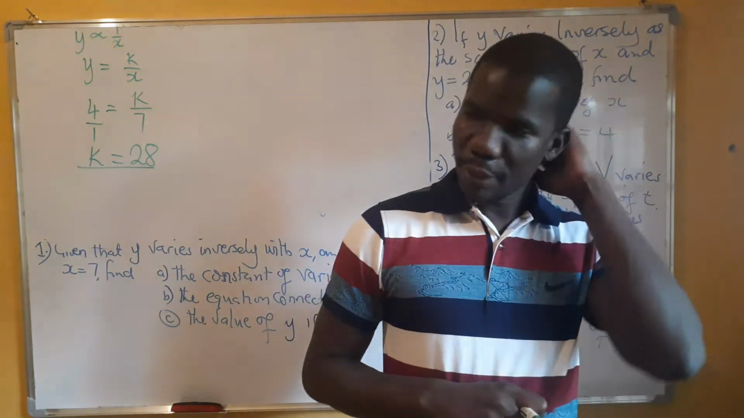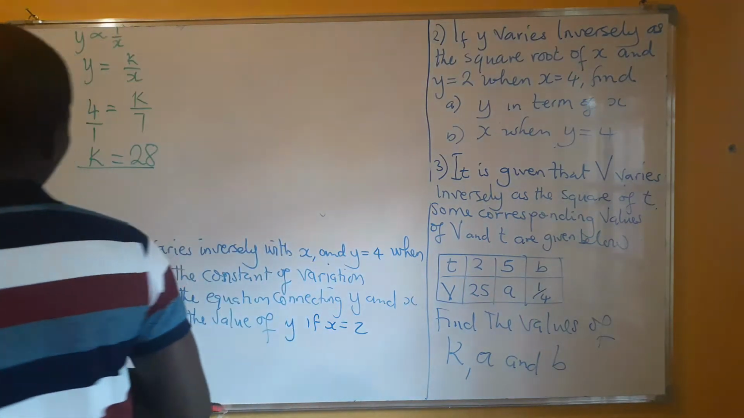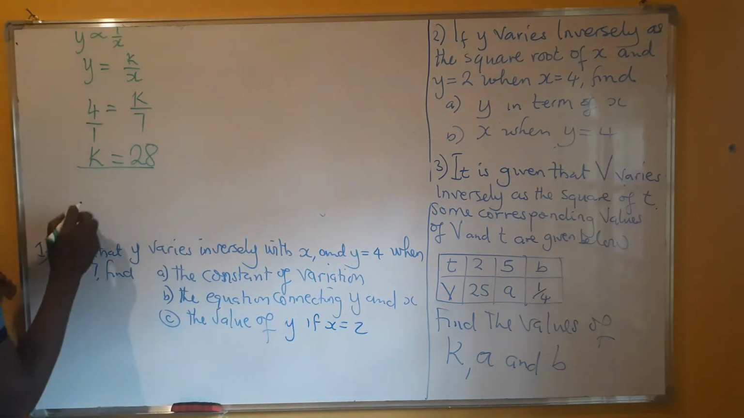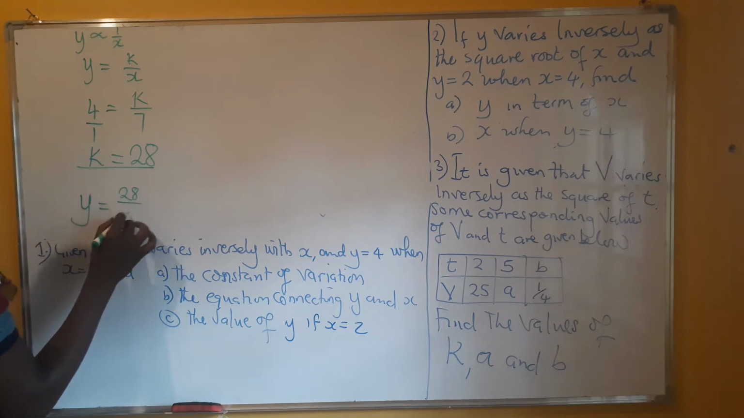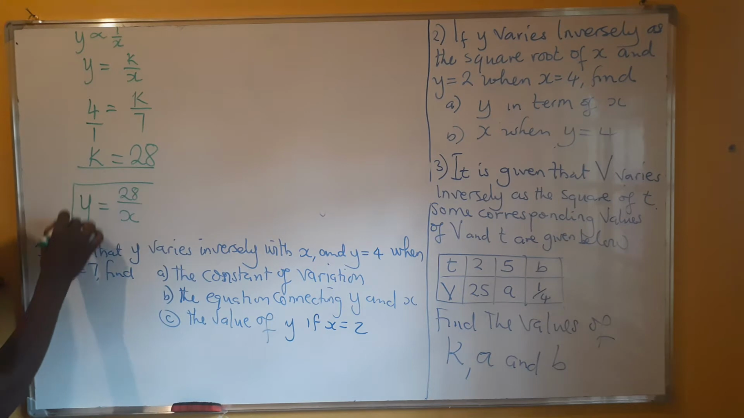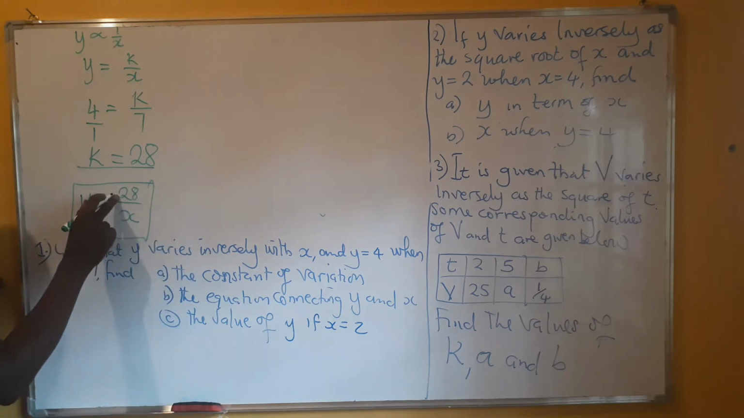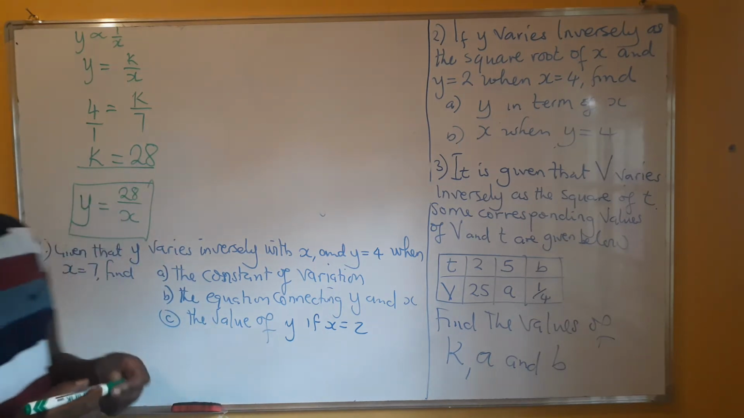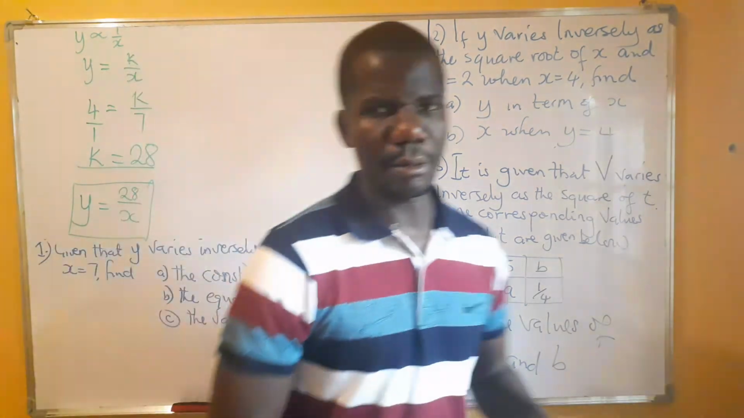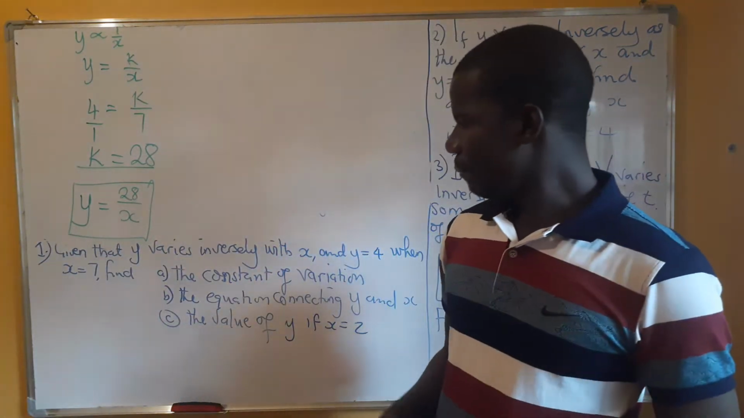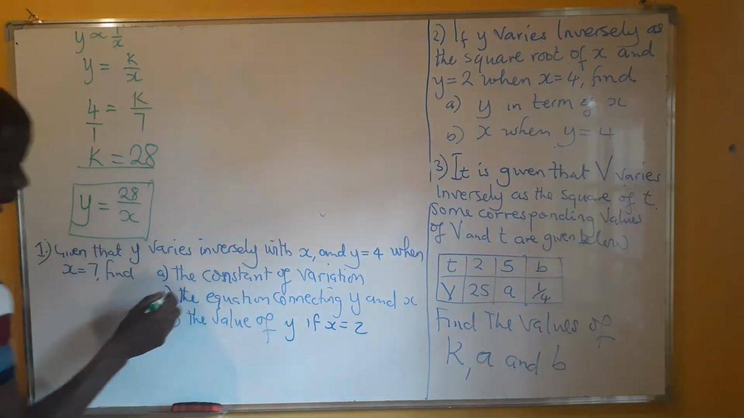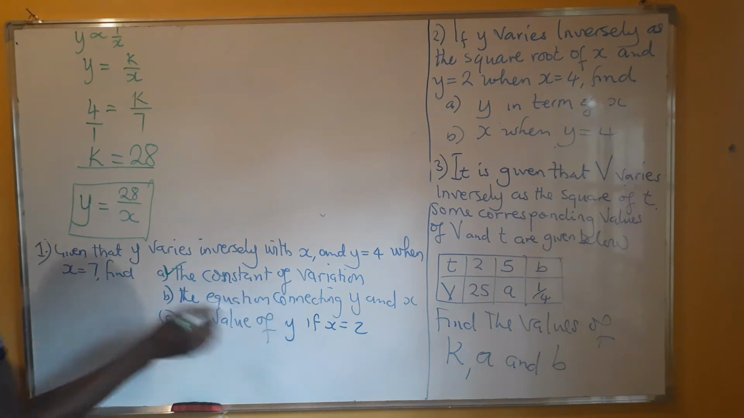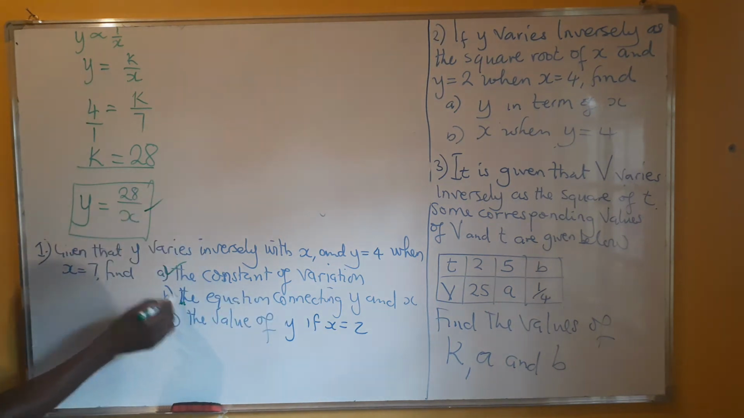All right? So we proceed now. We need to rewrite our equation. The equation now that we are going to be working with is y equals 28 over x, where 28 is k. We have replaced k with its actual value. All right? So from this point now, we need to solve. Now this takes us to the second part. The equation connecting them is this. This is the equation that they want here.